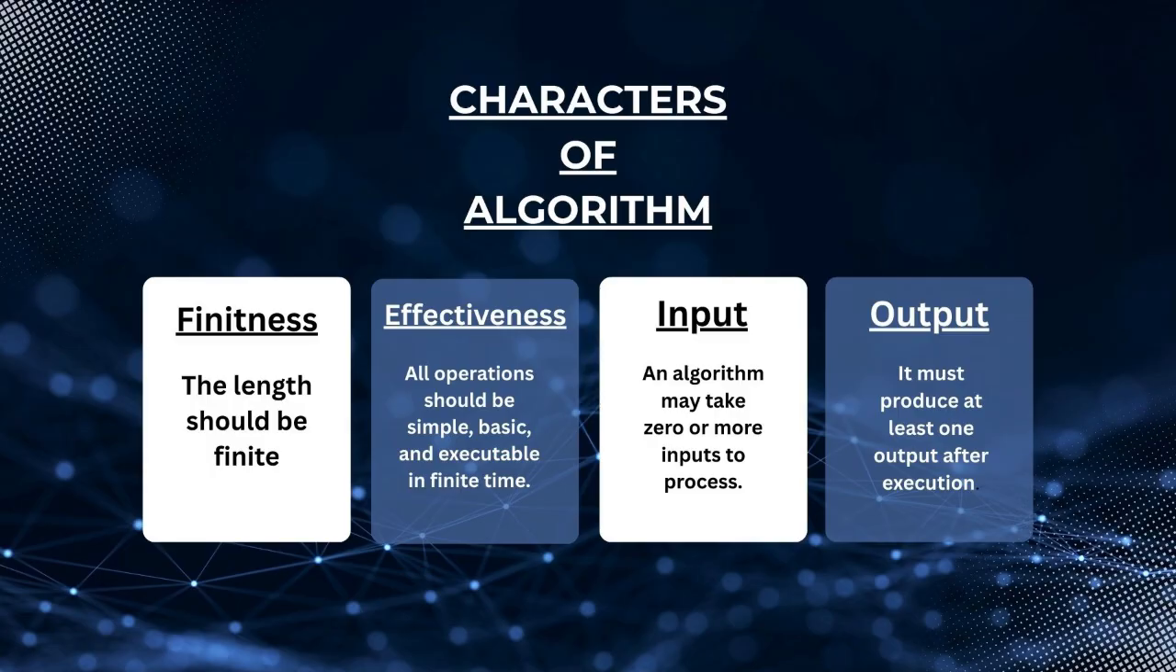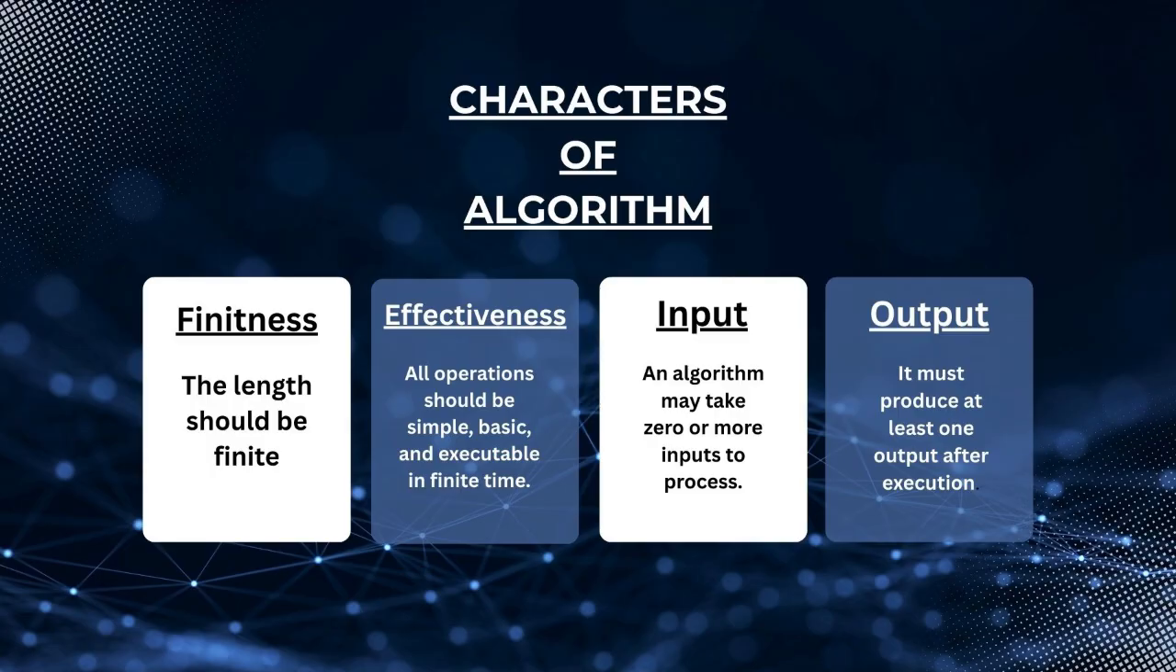Now let's understand the important characteristics of an algorithm. First is finiteness. An algorithm must have a finite number of steps. This means it should always come to an end and should not run forever. Just like making coffee, after a few steps the process stops.